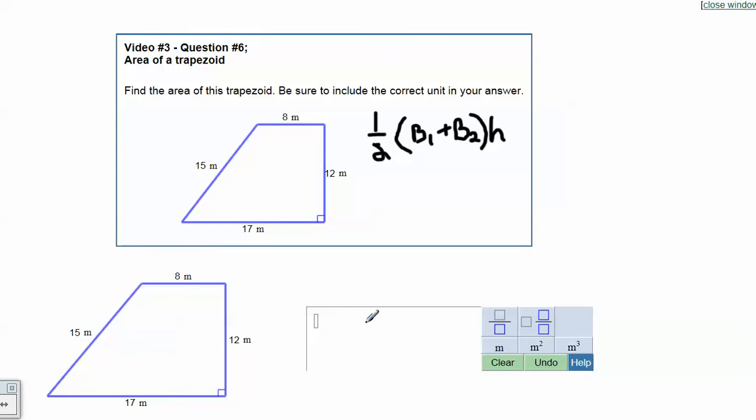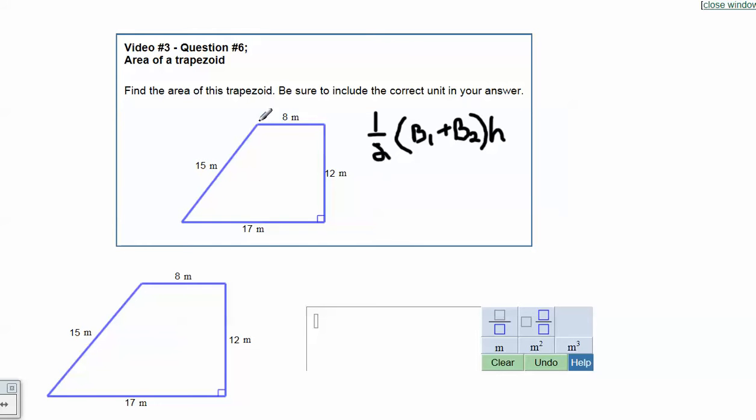This topic is called area of a trapezoid. We're asked to find the area of a trapezoid. I've written on here the formula for area of a trapezoid as you'll see it displayed on most formula sheets. To solve the area of a trapezoid, you take 1/2 and then in parentheses, which remember we have to do the parentheses first, we take B1, which stands for base 1, plus B2, which is base 2, times the height.